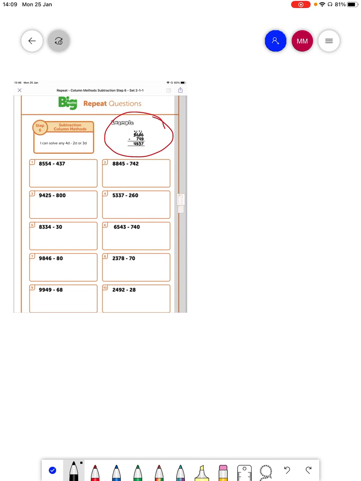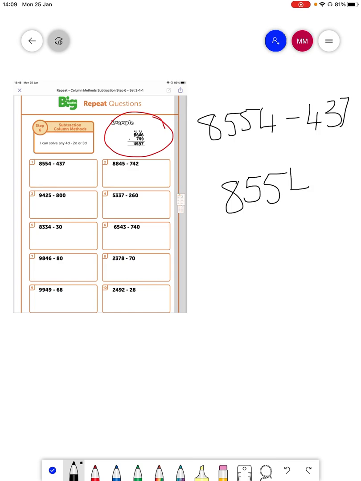So it's asking you what 8,554 take away or subtract 437 is. So what's the first thing that we've got to do, boys and girls, to set this into our column subtraction calculation? We have to put the biggest number on the top, so 8,554, and then we have to put our other number, 437.